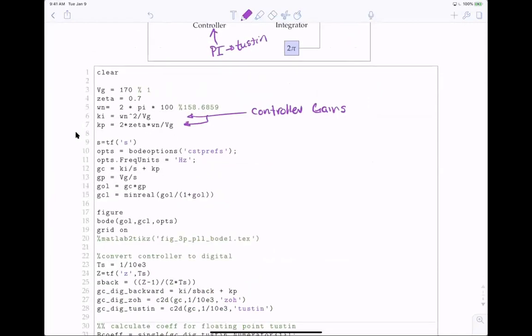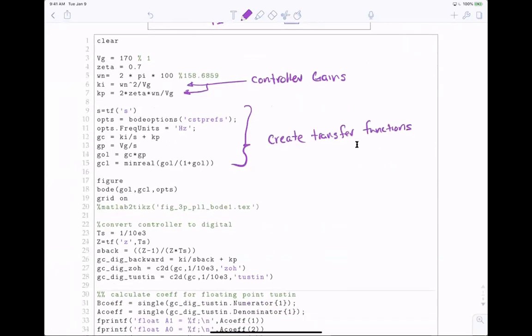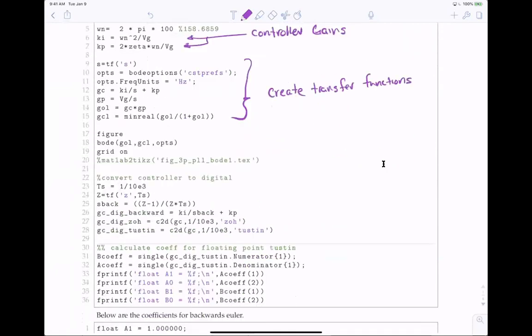In these steps here, we're going to create transfer functions in MATLAB for the controller, the plant, the open loop, and the closed loop. This is just for viewing purposes. If you run this, it'll pop up some figures, and you'll be able to view these different transfer functions.